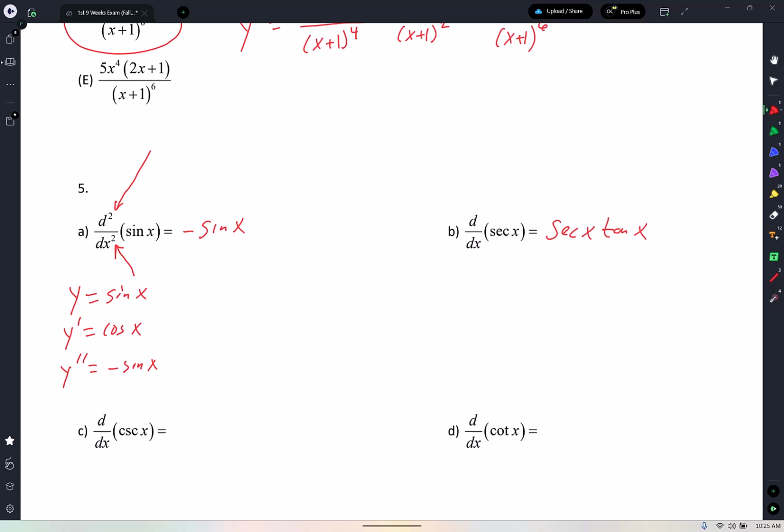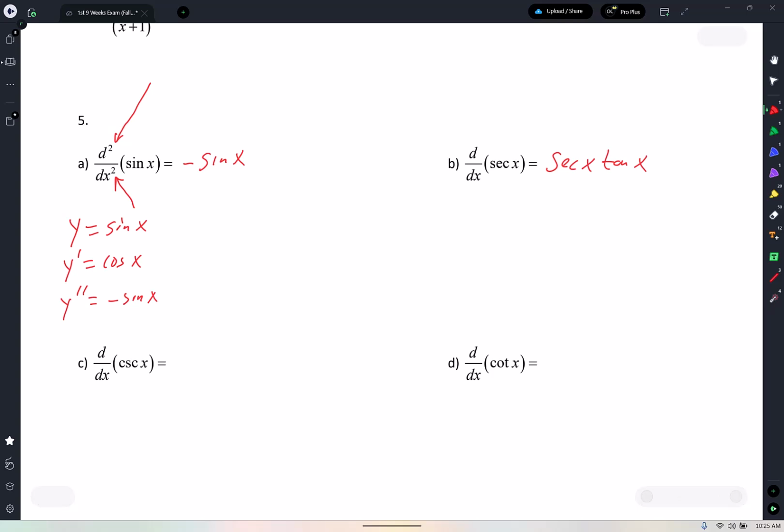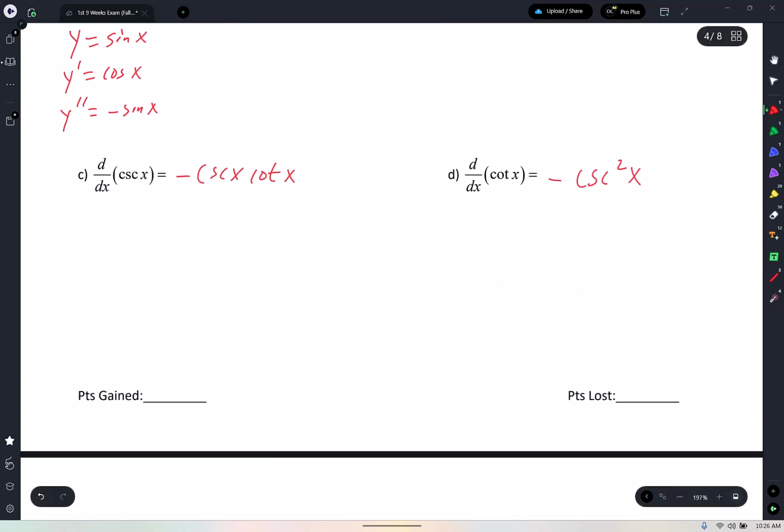Yeah, hopefully by now it should be becoming automatic, guys. What's the derivative of cosecant x? Nope. That's the next one. What's the derivative of cotangent x? Negative cosecant squared x. Make sure you know those. Derivative of secant is secant x tan x. The derivative of tan x is secant squared x. Make sure you know those, guys.